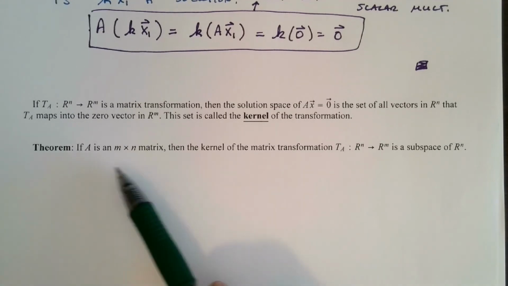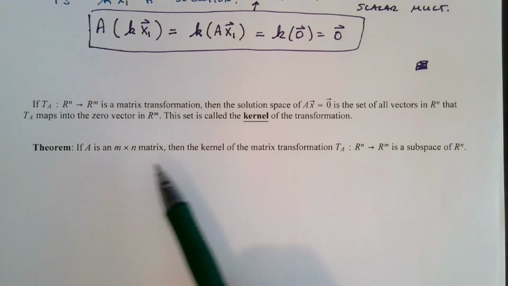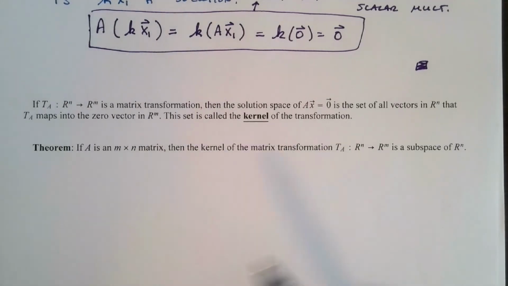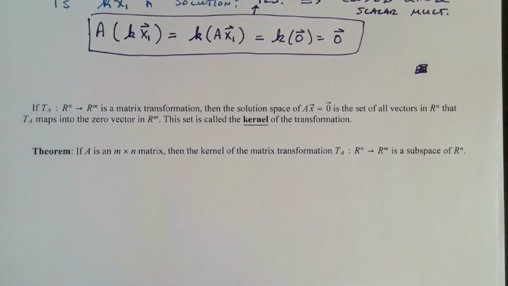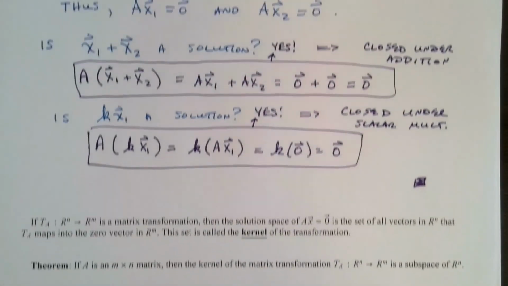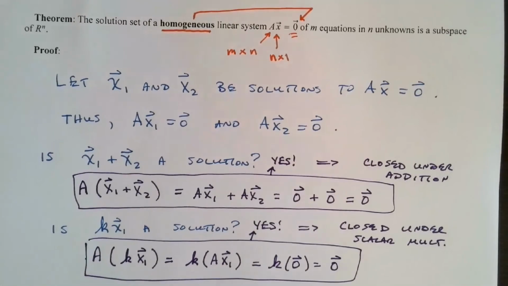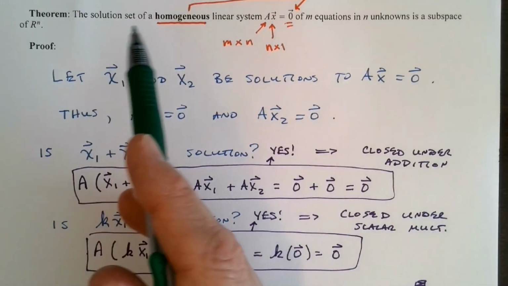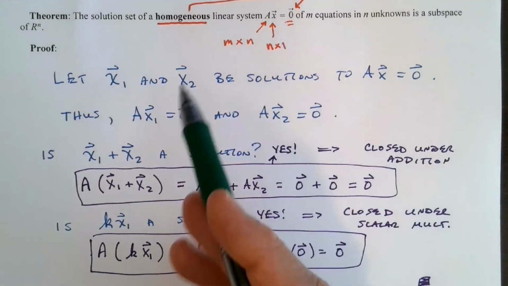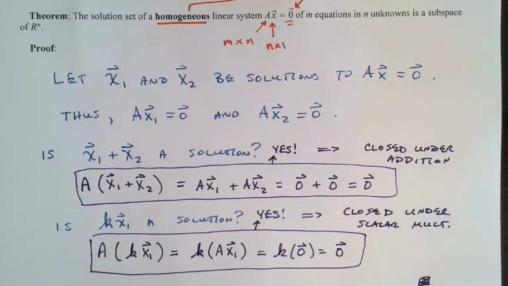And so this is just saying the same thing, we're just renaming it. When we're talking about matrix transformations, we use the term kernel. If we're talking about the matrix itself, we'll see later on, we talk about the null space. If we're talking about systems of linear equations, we're just talking about the solution space, since it's a subspace of AX equals 0.